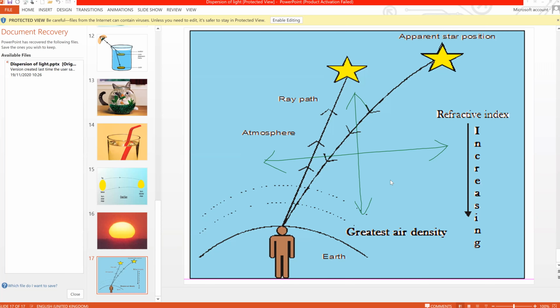Air particles have some weight, some density. If the density is more, the refraction will be more. If the air particle density is more, the refraction, or the bending of light rays, will be more. Because of this bending of light rays, the stars twinkle.